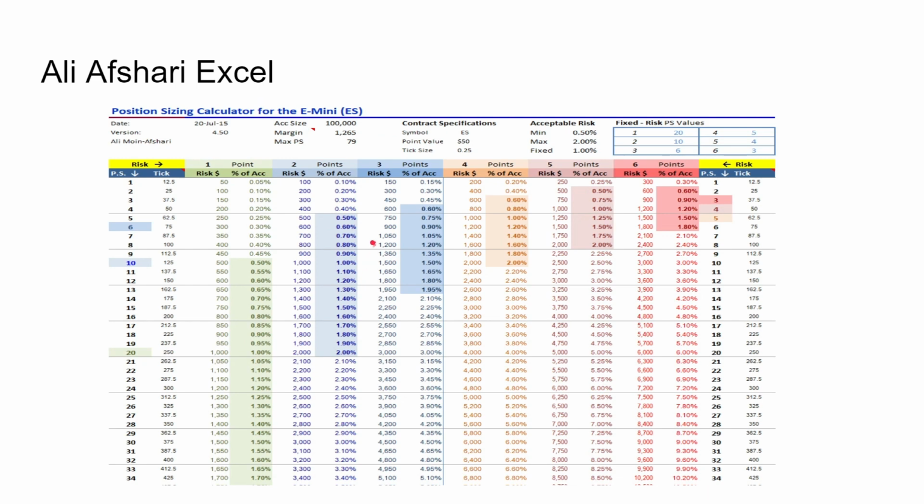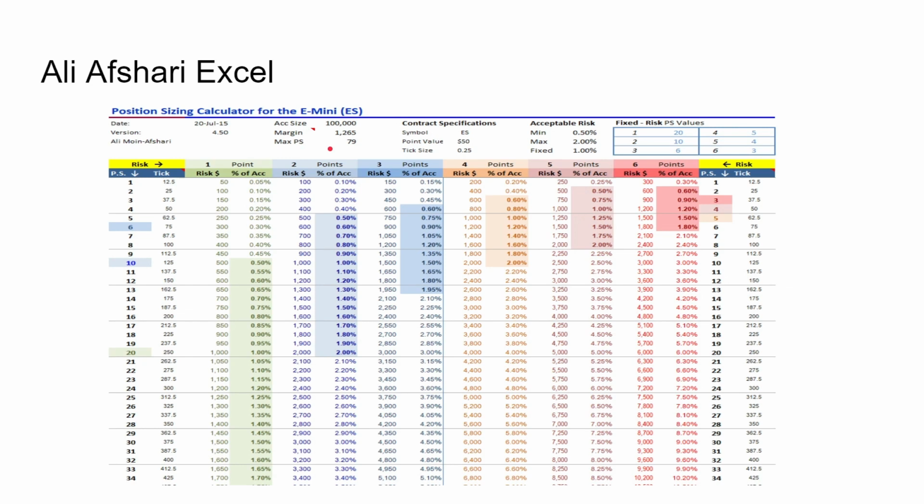It's a good visual to see what your sizing should be, and you don't have to think of too much. This only goes to 6 points, but you could obviously edit it to go a lot further than that. But it's a very interesting article, and I'll leave the link in the description. I highly recommend reading it.